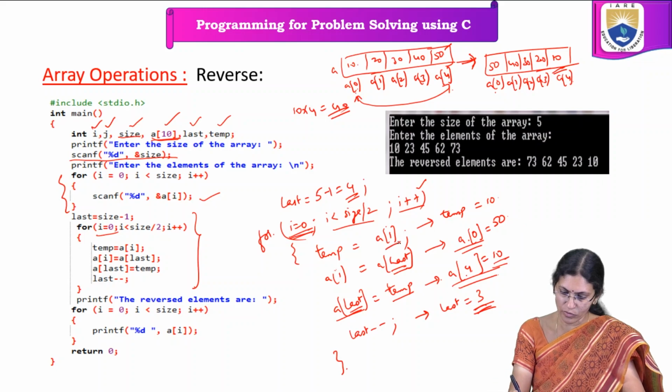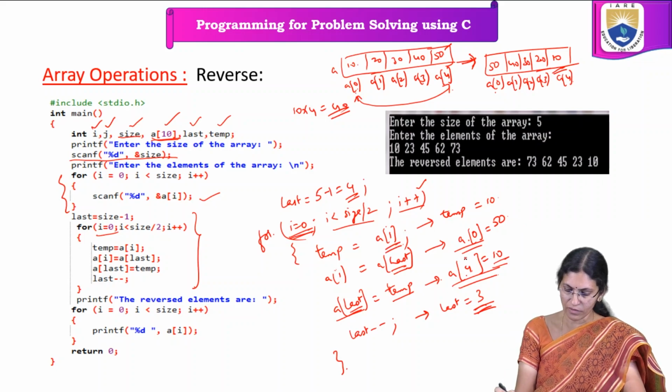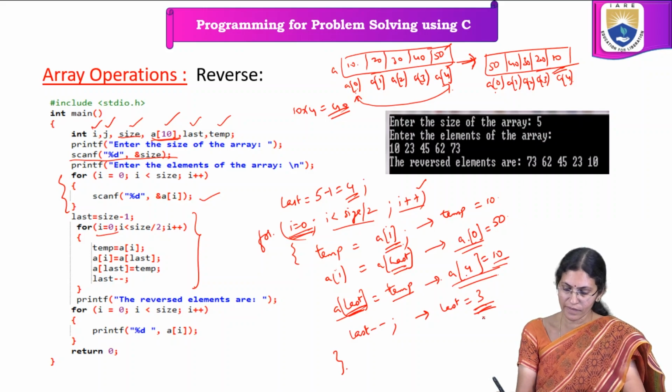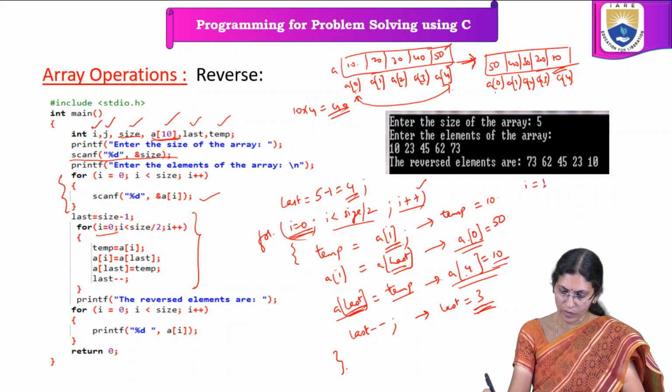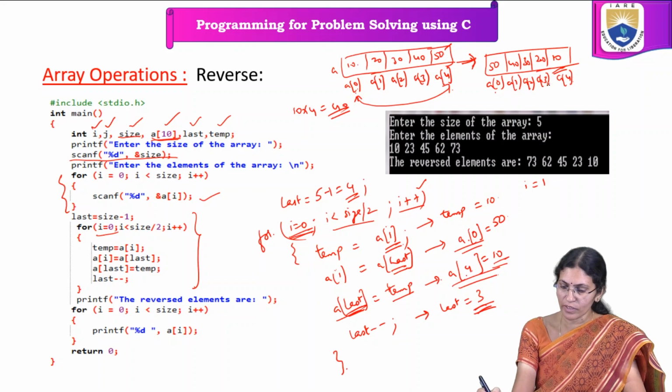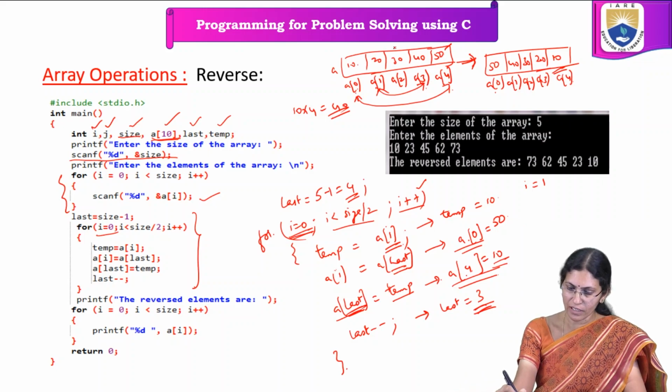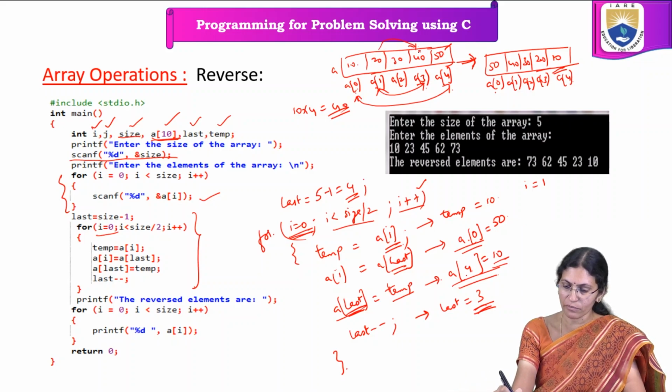So I is used to loop through this variable, and then the last variable is decremented. Now in the second iteration, the I value is again incremented, so I is equal to 1 now. In the next iteration, these two values will be swapped: a of 1 and a of 3. So 20 will come here, and 20 will be placed here.